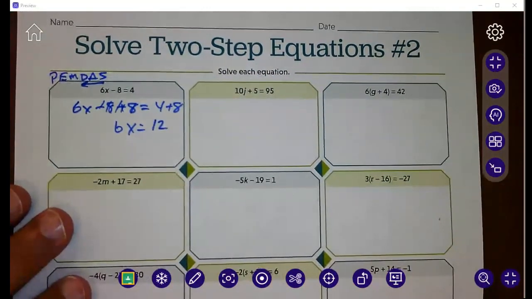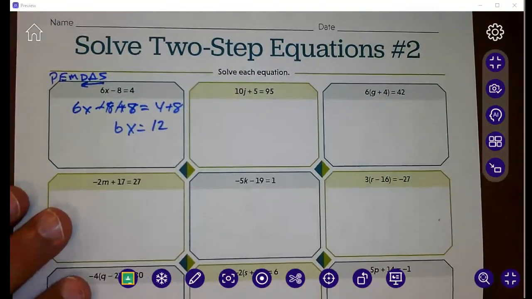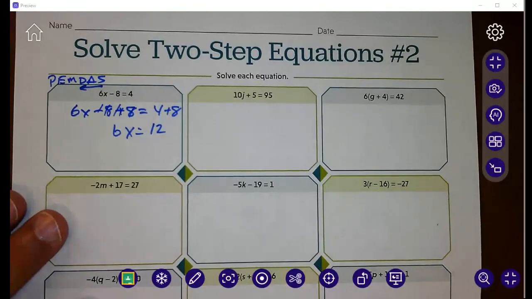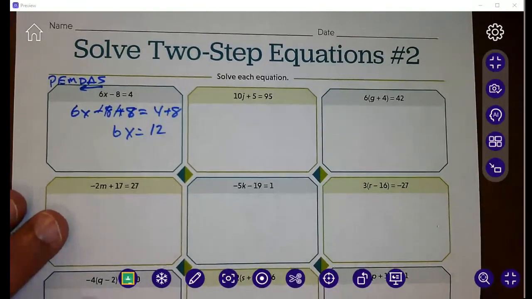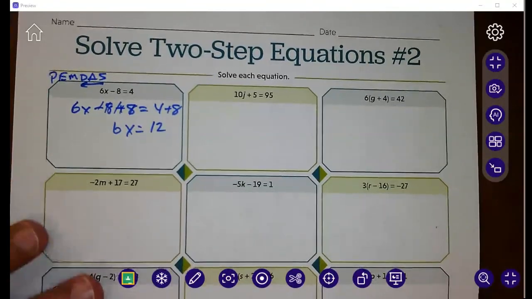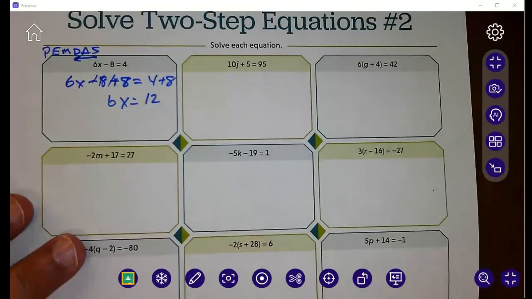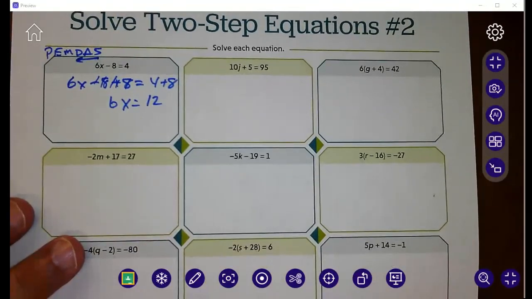Now we look at the x and we look at the 6 and we see that 6 is being multiplied by the x. What am I going to do next? Am I going to add something, subtract something, divide by something, multiply by something? What am I going to do next? So I hear divide by 6. Any other ideas?